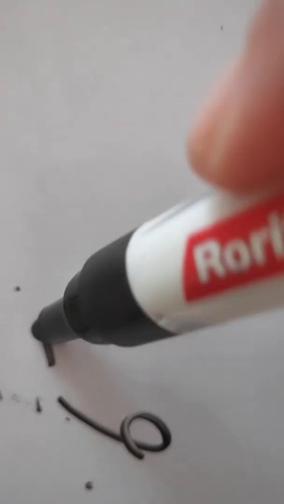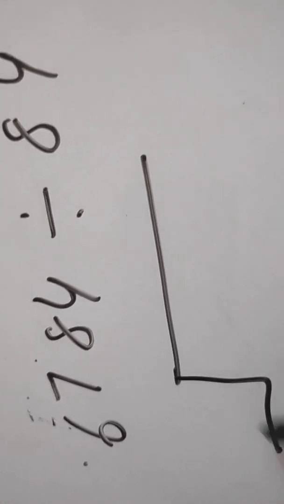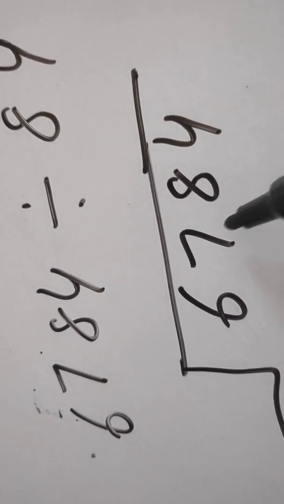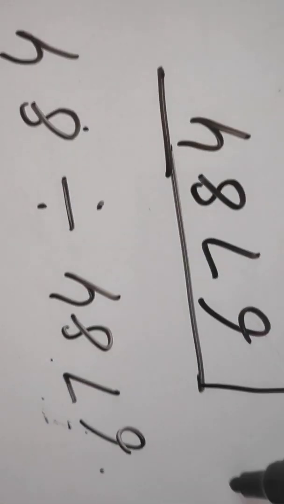One more question I am going to explain to you. Wait. Next question is 6,784 you have to divide by 84. How will you divide it? Same process. Write 6,784 inside. This is dividend. Divisor is 84.